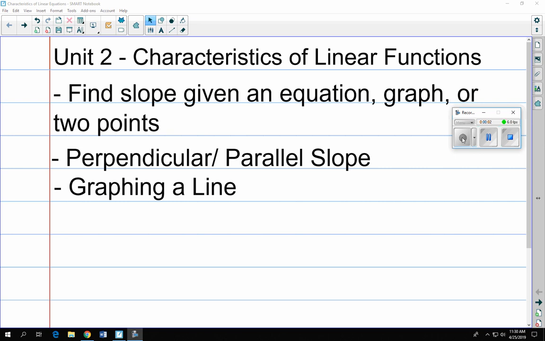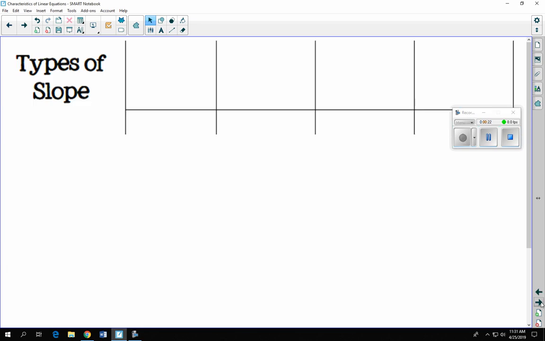Good morning and welcome to Unit 2, Characteristics of Linear Functions Review. In this unit, we are going to be finding the slope given an equation, a graph, or 2 points. We will also be looking at perpendicular and parallel slopes, as well as understanding how to graph a line. The first thing that we are going to look at is the 4 different types of slopes.